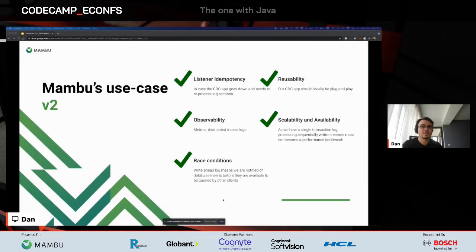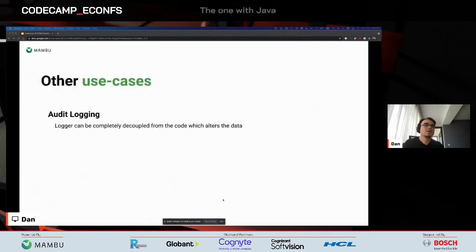There are, of course, some other use cases which we can take a look at when CDC might prove useful. First of all would be audit logging. So basically, if you want to log for audit purposes any kind of change or some specific set of changes that are done in the database, it is fairly simple because this logger can be implemented completely separately from the application which is actually changing the data. So you would achieve a really good separation of concerns.